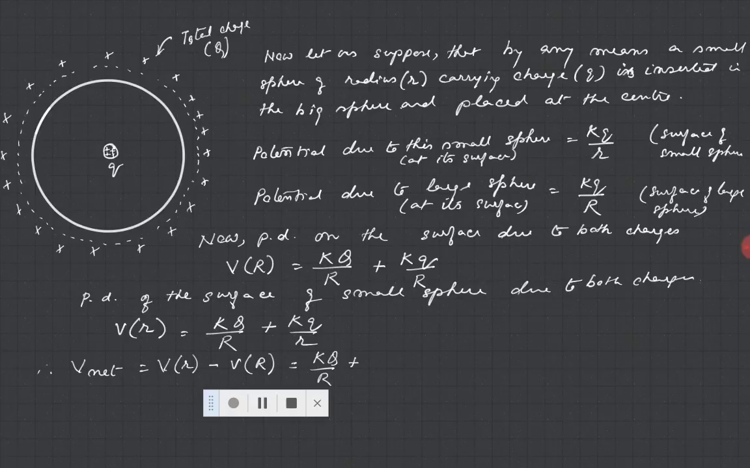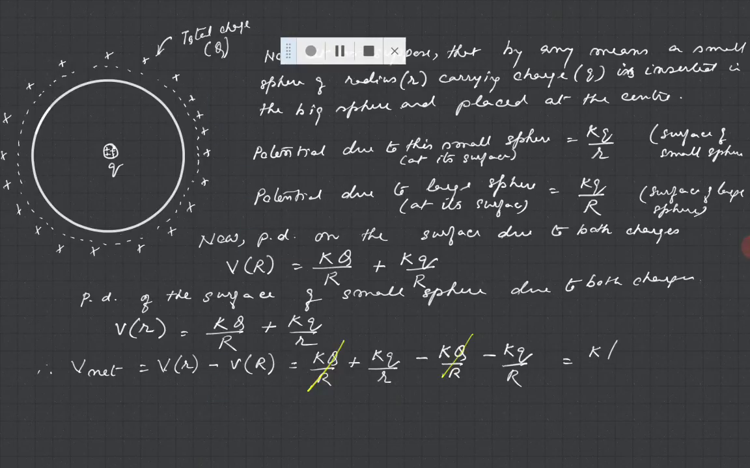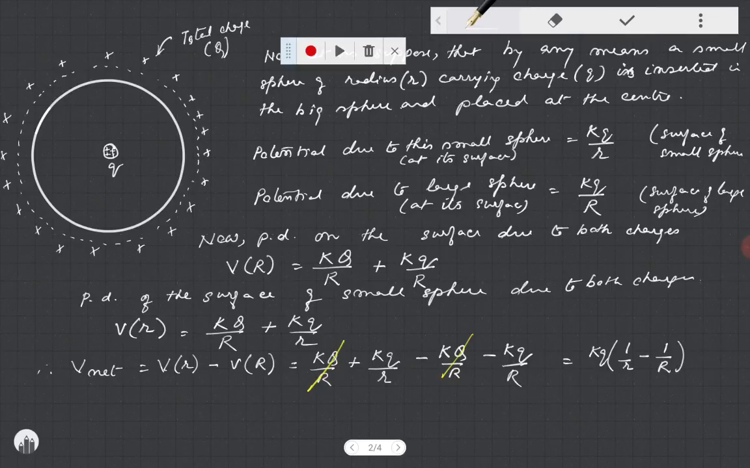V smaller is at higher potential, being inside, whereas V capital R is at lower potential. So V smaller minus V capital R. Now after putting the values of V smaller and V capital R, we find that this K capital Q by capital R cancels out, positive and minus. We have taken K small q common, 1 by smaller minus 1 by capital R.